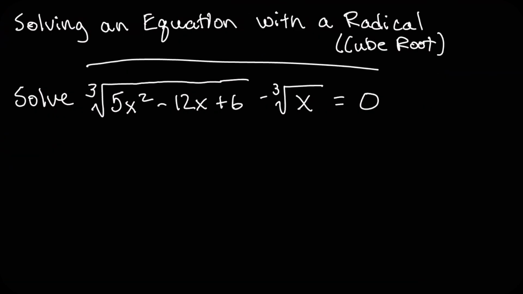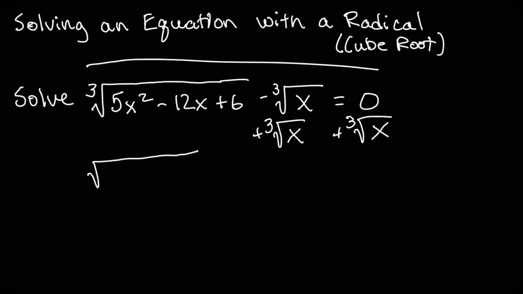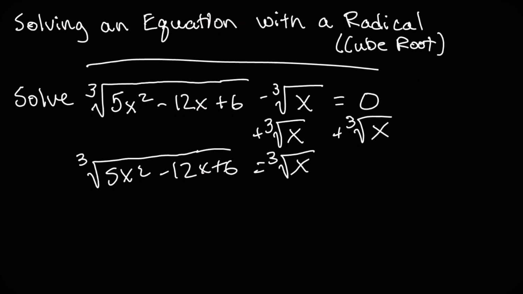Next, we'll look at solving an equation containing a radical or a cubed root. So we want to solve the cubed root of 5x squared minus 12x plus 6, and then we want to subtract the cube root of x, all equal to 0. First things first, go ahead and isolate one of your radicals. So let's go ahead and add the cubed root of x over to your right hand side. We're left with the cubed root of 5x squared minus 12x plus 6, and that's going to be all equal to the cubed root of x.